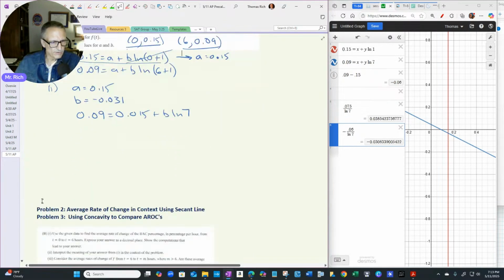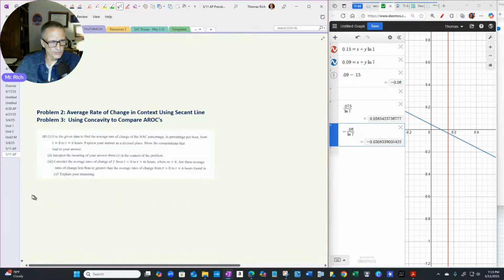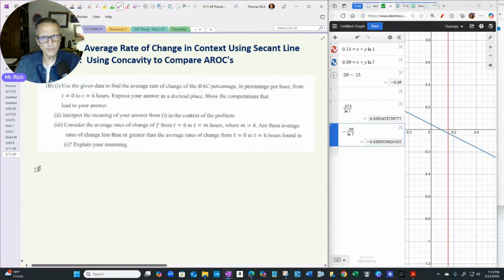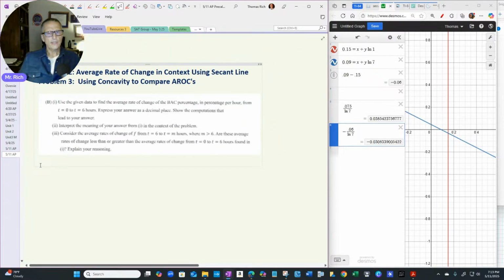All right, let's go down to the next question here. Now, this is the second part of that FRQ, but it's what I'm calling problems 2 and 3 for tonight, is you can expect to do an average rate of change in context using a secant line. And then also use concavity to compare average rates of change. So I'll show you what I mean by that in this second part of this free response question.